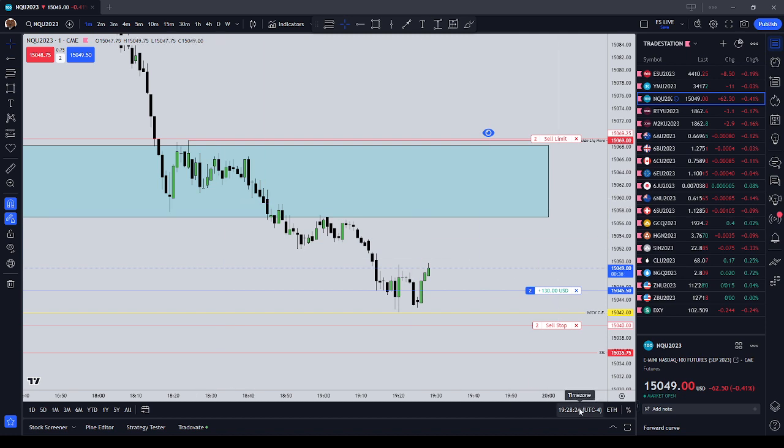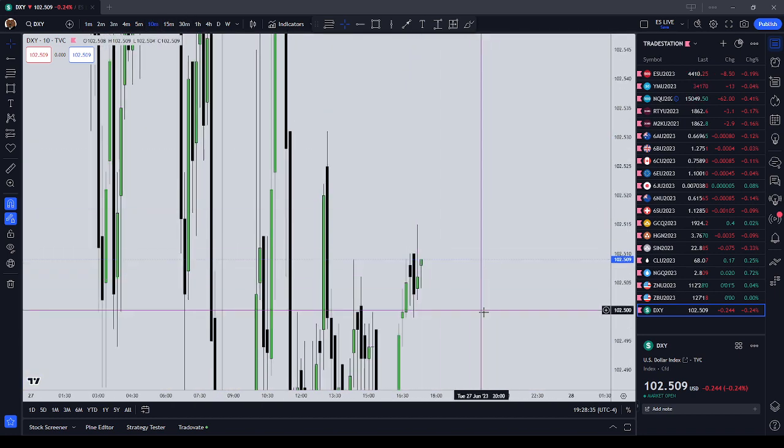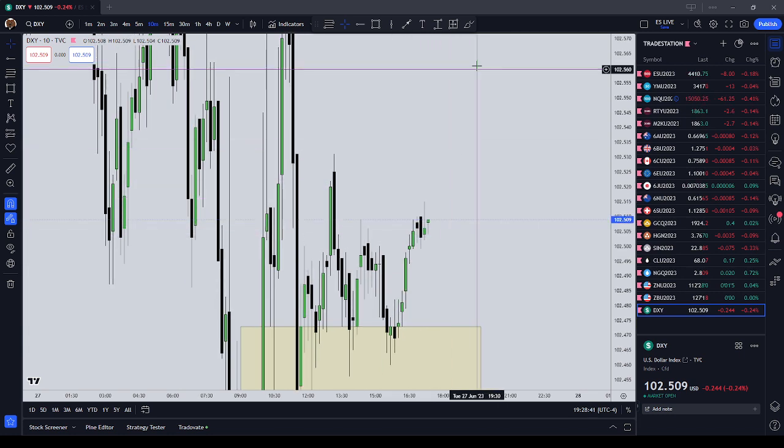30 minutes to the Tokyo open. I am watching the NASDAQ. The NASDAQ has been our bearish leader after resettlement. Let's take a look at the dollar index. I'd like to see the dollar index ideally turning lower. Sitting in a consolidation like this is also fine. I just don't want to see the dollar index really pumping.